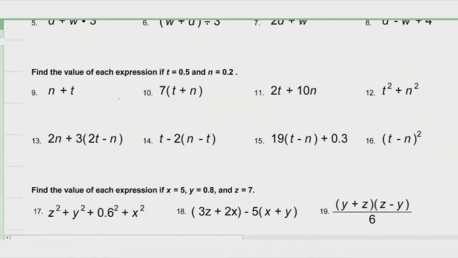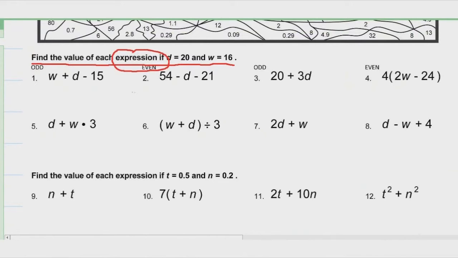So if you come up here really quick, do any of these problems have equal signs? No, they do not. So all of these are expressions: W plus D minus 15, 54 minus D minus 21, 20 plus 3D. None of them have equal signs, so they are all expressions. The problem says D equals 20 and W equals 16. So all we do is switch the W and the D's to what they want us to change them to.